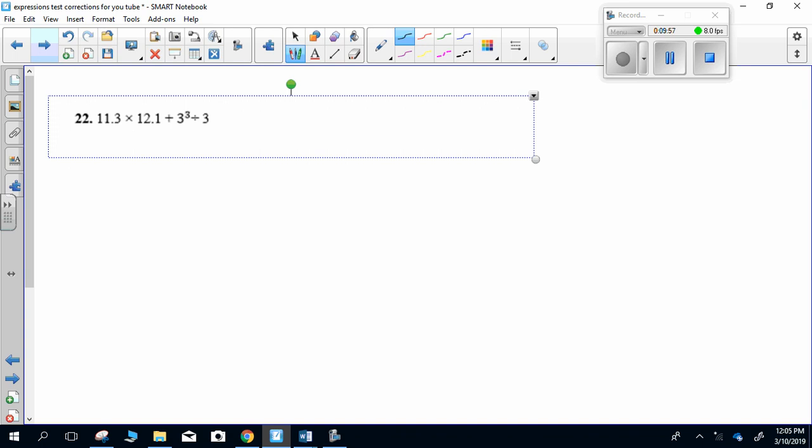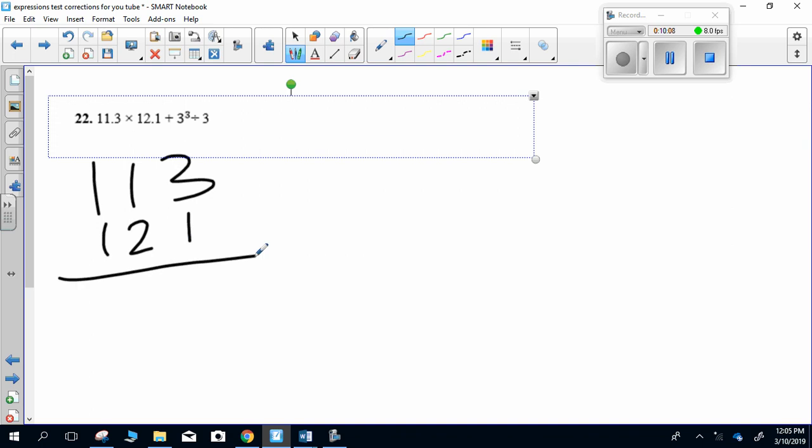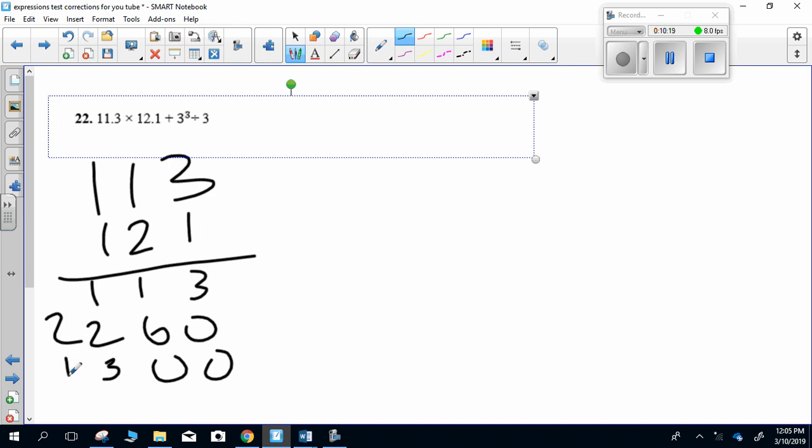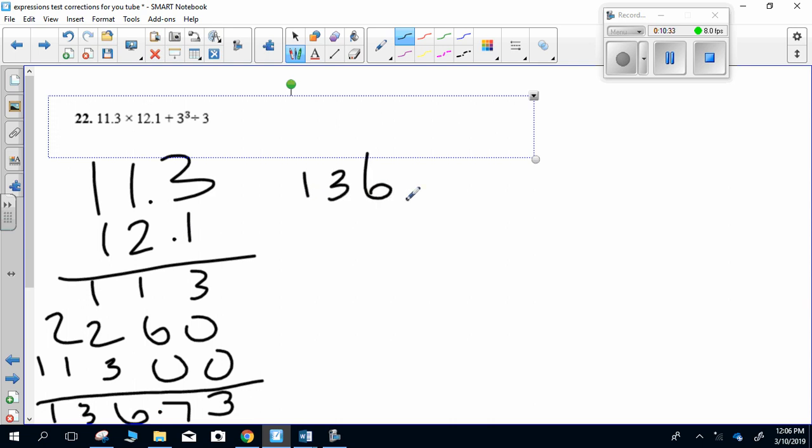On this question, first we had to multiply your decimals. And when you multiply your decimals, you have 11 and 3/10 times 12 and 1/10. I do not need to include my decimal points when I'm doing my multiplication. I can put them in at the end. So I get 3, 1, 1, 0, 6, 2, 2, 0, 0, 3, 1, 1. Add it up. 3, 7, 6, 3, 1. A decimal point here and a decimal point here. So that's 1, 2 decimal places. So 136.73.